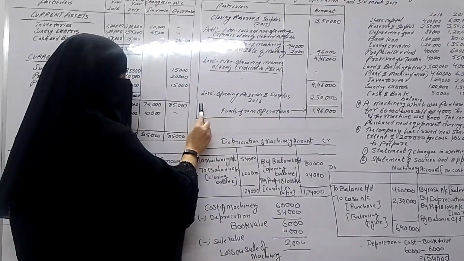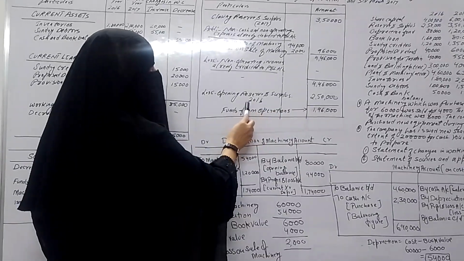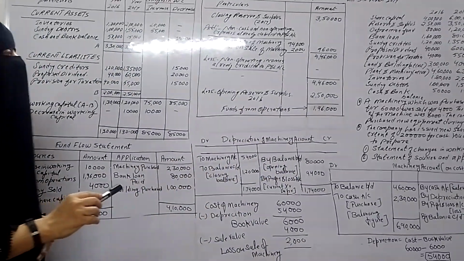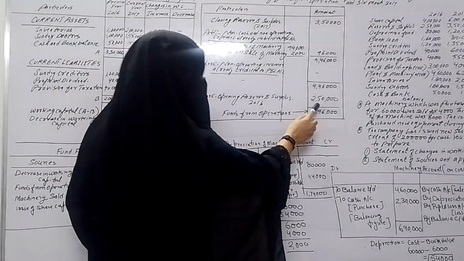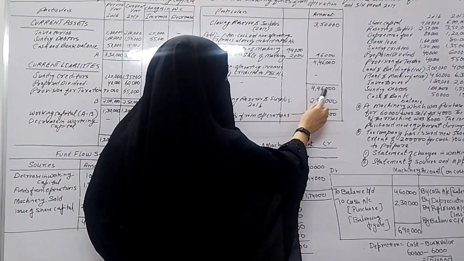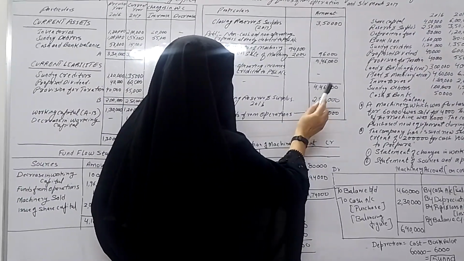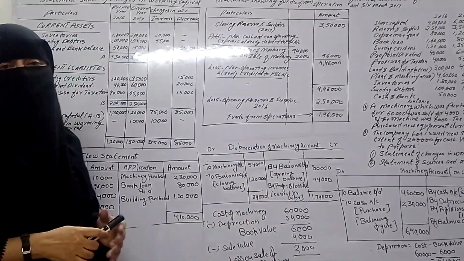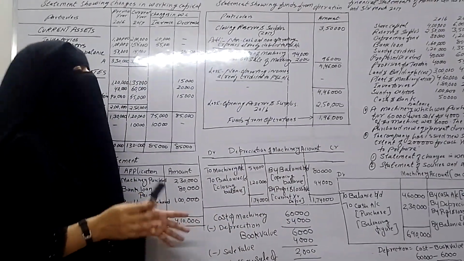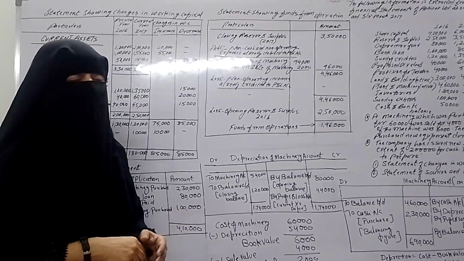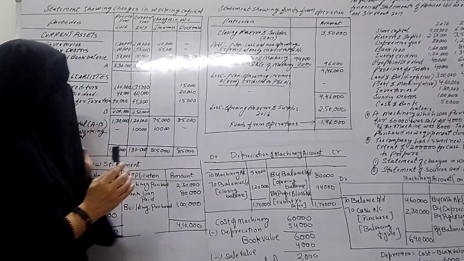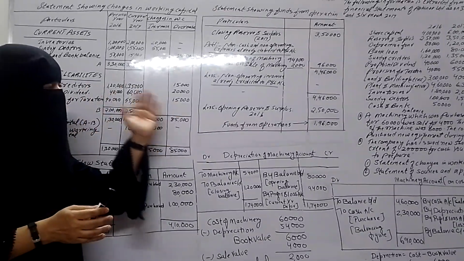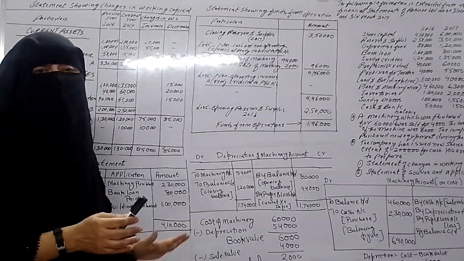Then less opening reserve and surplus. The opening reserve and surplus of 2016 is rupees 2,50,000. So 4,46,000 minus 2,50,000 is 1,96,000. The positive figure is there. So this figure is called funds from operation. Now the statement of changes in working capital and the statement of funds from operation, along with the working notes, are over.